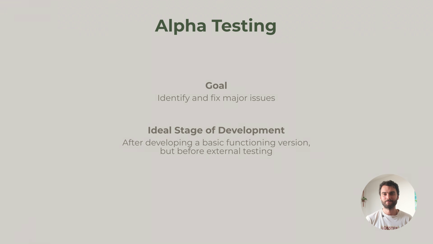Then we come to alpha testing. We are already in the process of developing our product. Our product has some basic functioning versions, but it's not yet ready for many external eyes. With alpha testing, we identify and fix major issues. The primary focus is on technical stability and overall functionality. Here, the risks being tested are feasibility and usability, ensuring that the product performs as expected under various conditions.